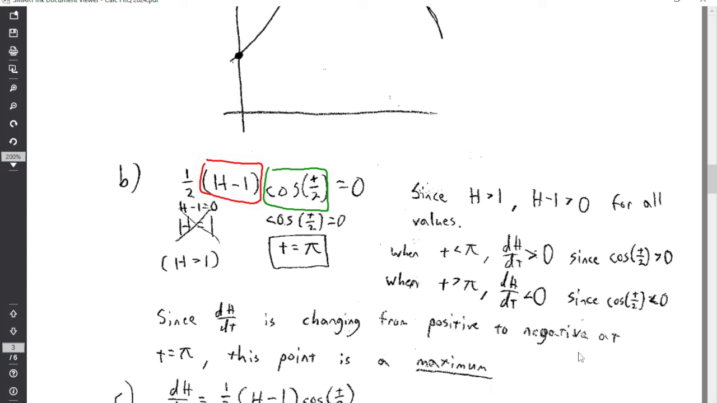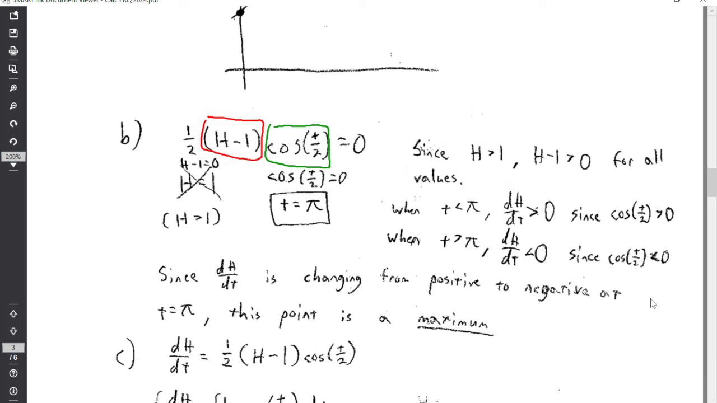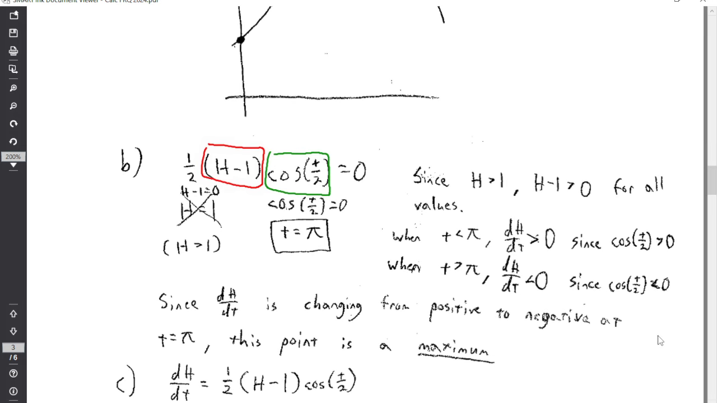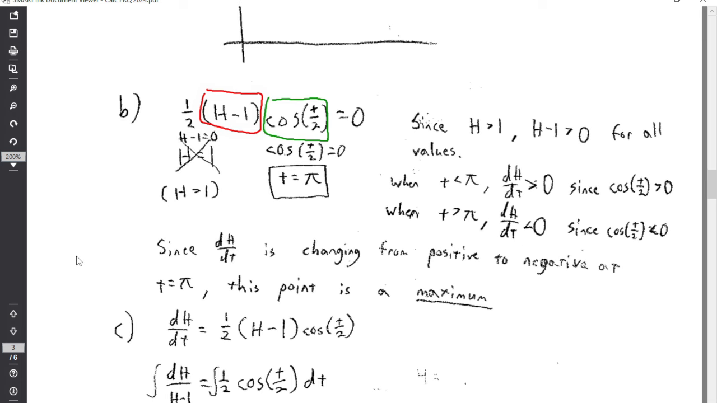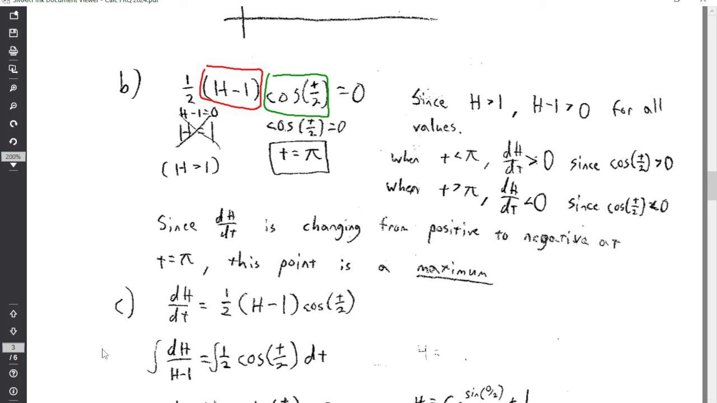And finally, part C asks for you to do your separation of variables. So first, we're going to put everything with h on one side and everything with t on the other. So I'm going to divide by the h minus 1. I'm going to bring the dt over here by multiplying. And then we're going to take our antiderivatives. Antiderivative for the h minus 1 on the bottom will give me a natural log.